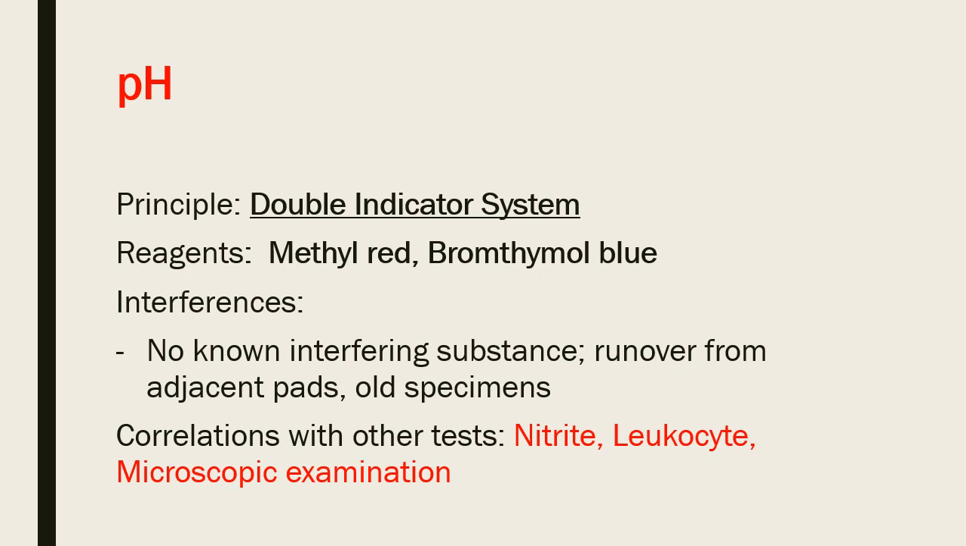When you have a pH of 4 to 6, you have red to orange to yellow. When you have a pH of 6 to 9, you will have a green to blue color. Alkaline, pH of 6 to 9, gives a green to blue color, and a pH of 4 to 6 gives red-orange to yellow.